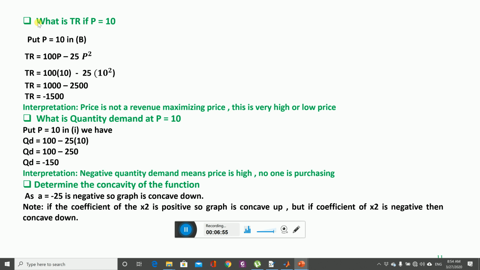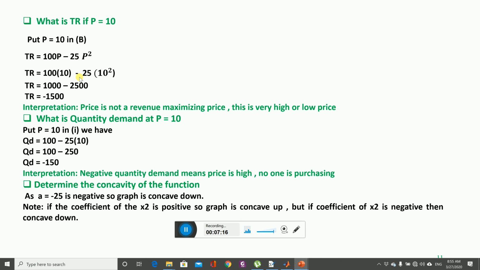Now the third part of the question: what is the total revenue if suppose the selling price of the commodity is 10? So again we will put this price 10 in the revenue function. Total revenue is equal to 100 P minus 25 P square. When we put it in here and solve, we will find the total revenue.